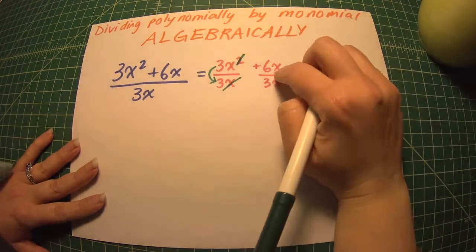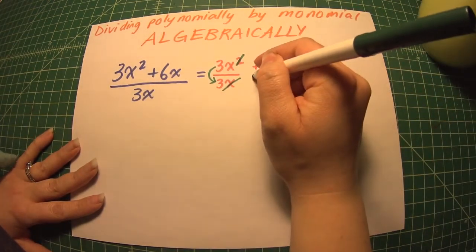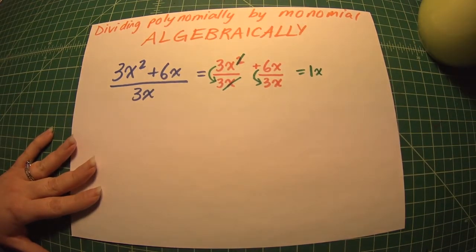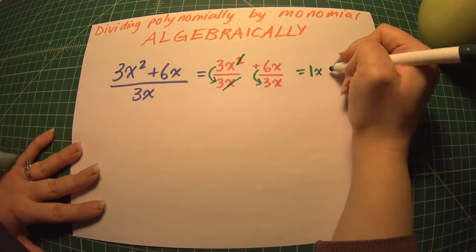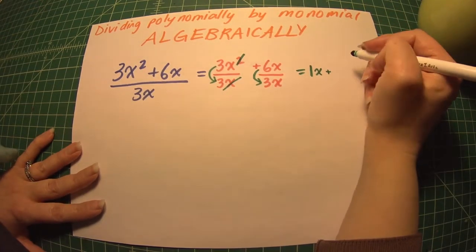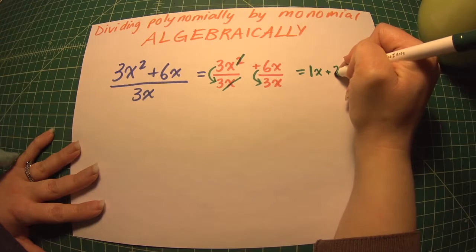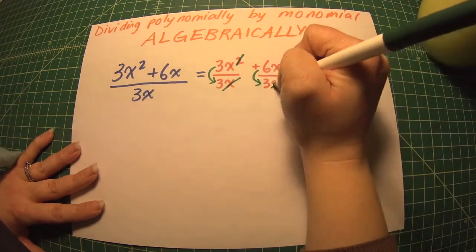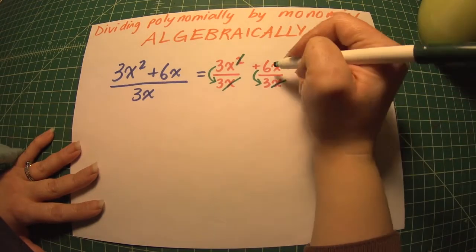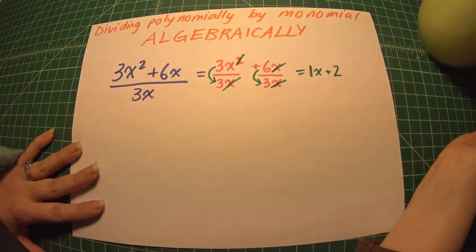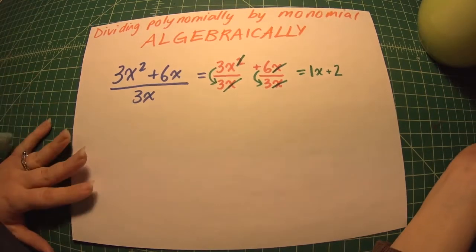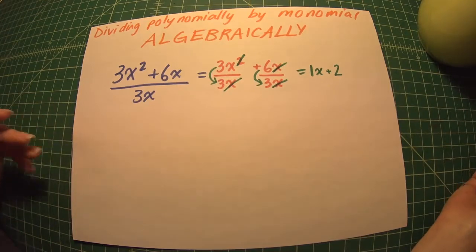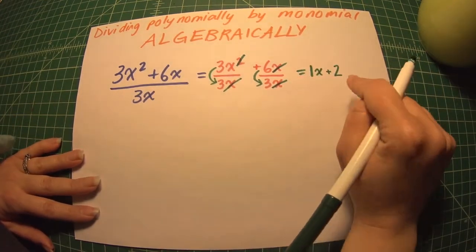Okay, so now on to the second term of the polynomial. So it's a positive 6 divided by a positive 3. 6 divided by 3, positive 2, and x divided by x. Well, I've got 1x on the bottom, which can cancel with the 1x that I have on the top. So that means I have no variables left over. So right here would be my missing factor. This would be my quotient, my answer.